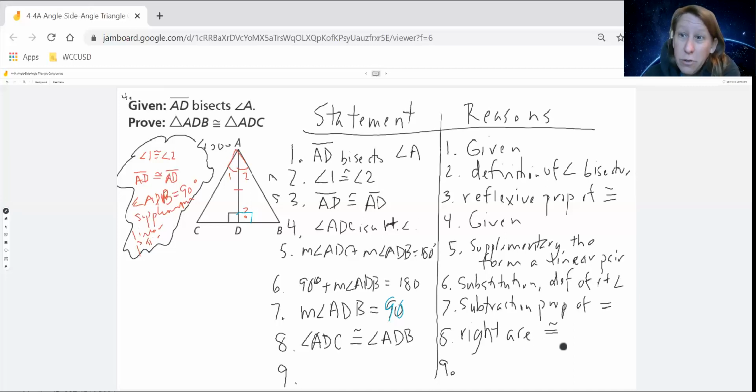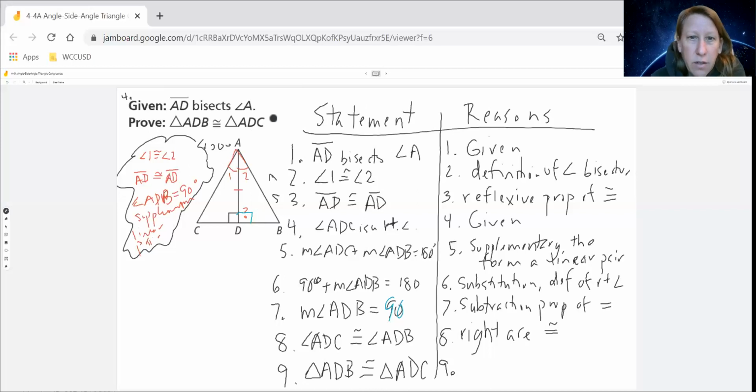And if someone argues with me, I can go to that page in the textbook and say, look, this is what we agreed upon. Okay, right angles are congruent. Or you could say, hey, this right angle is 90, this right angle is 90, 90 equals 90, therefore they're the same. Okay, and then the last step, whew, we got there. The last statement, remember, is always going to be what you're trying to prove. So triangle ADB is congruent to triangle ADC.